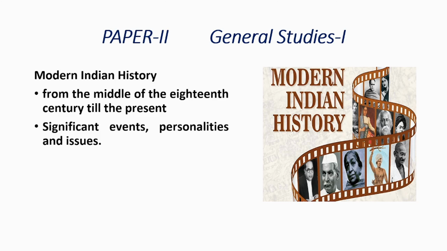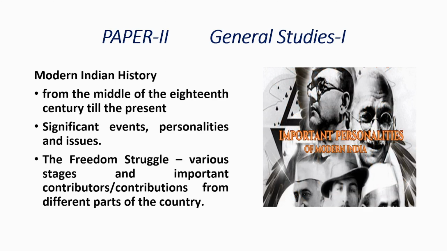Significant events, personalities and issues. Throughout modern history from 1750, we have all the significant events and personalities, like the Sepoy Mutiny in 1857. We know Gandhiji, we know Ambedkar, we know Subhash Chandra Bose, we know Alluri Sitarama Raju. All of this we have to learn. The freedom struggle, its various stages and important contributions from different parts of the country. As I'm telling you, modern history is from the 1750s till date, or at least till independence.